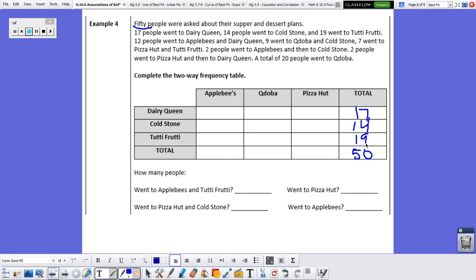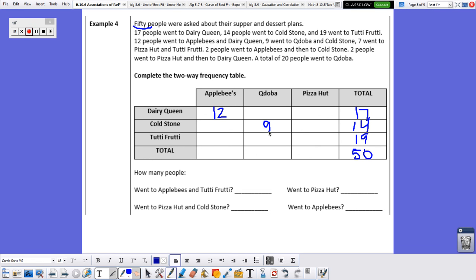Okay, we're going to keep going. 12 people went to Applebee's. That's another total. 12. Oops. And look where I wrote it. I didn't finish reading. 12 people went to Applebee's and Dairy Queen. Oh, that's not a total. That's the total who went to Applebee's and Dairy Queen. So we're going to go to where those two intersect, and we're going to write a 12. There we go. 9 went to Qdoba and Cold Stone.